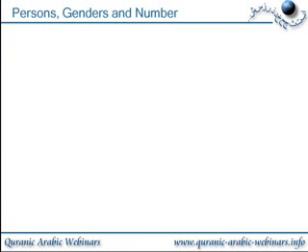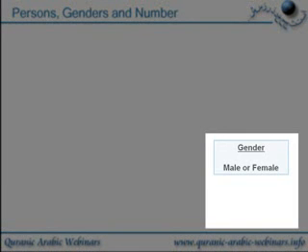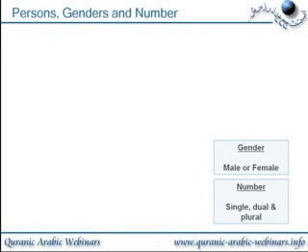Now we're going to look at something called persons, genders and numbers. So a gender, most people know, is male or female, and a number in grammar is the number of people being talked about. So you've got a single person, and in Arabic we have a dual term, which means exactly two people, and then we have plural, which is more than two people. In English you don't have the dual, you only have single and plural.